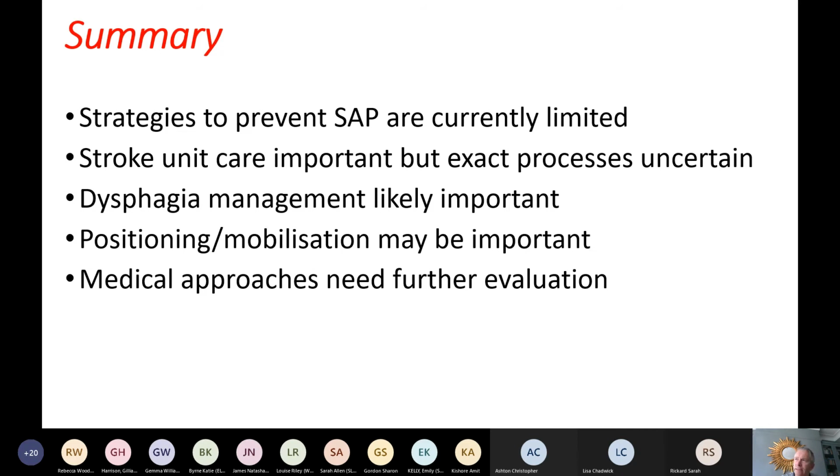We also need to look for additional care processes. We also need to look for novel therapies in terms of medical treatment. It's important, in my view, that dysphagia and its management is very important. Mobilization could be important, but needs further evaluation. And medical approaches are currently very lacking, and we need a lot more clinical trials and research. Next slide, please.